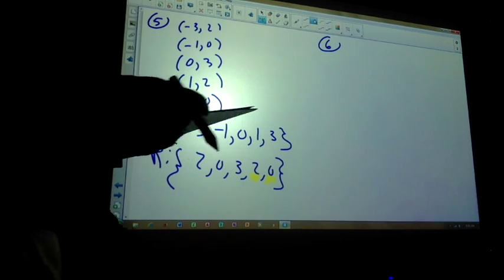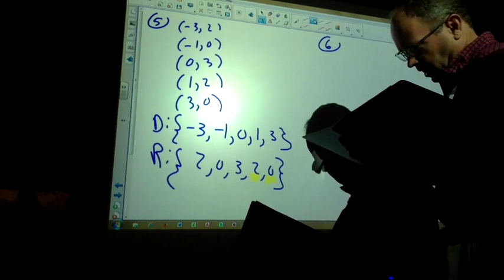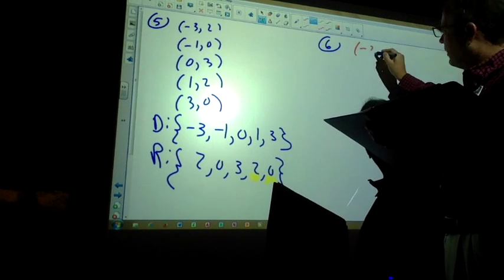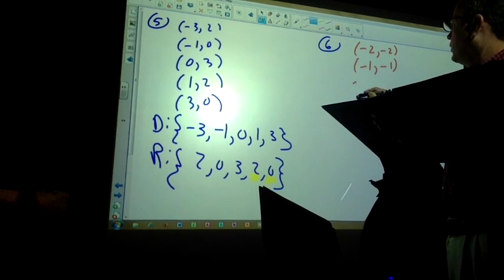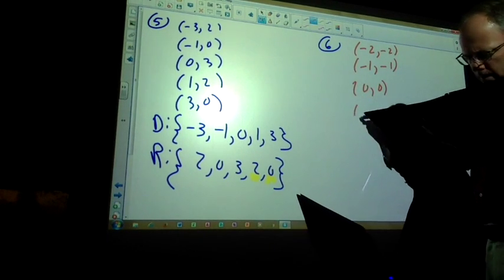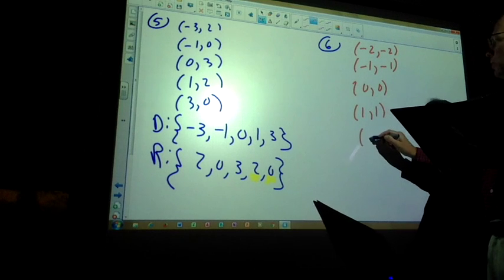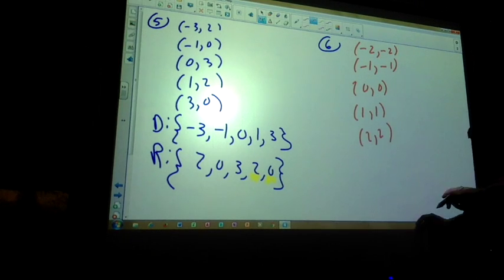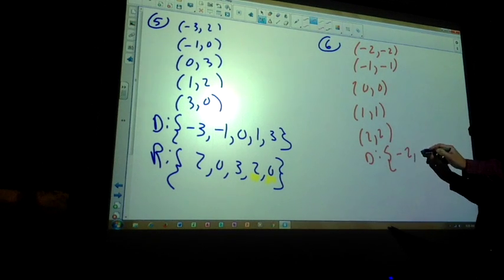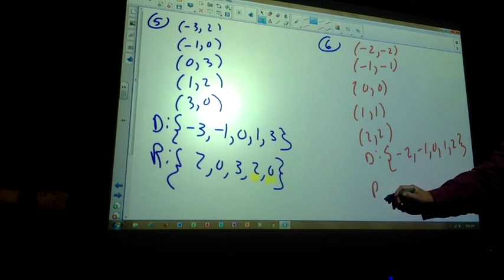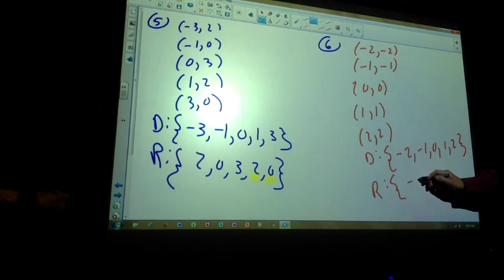So that's great. And then problem number 6, it looks like we have these points: -2, -2, -1, -1, 0, 0, 1, 1, and 2, 2. So this is also a function. So my domain is -2, -1, 0, 1, and 2. And then the range, -2, -1, 0, 1, and 2. So domain and range happen to be the exact same thing.